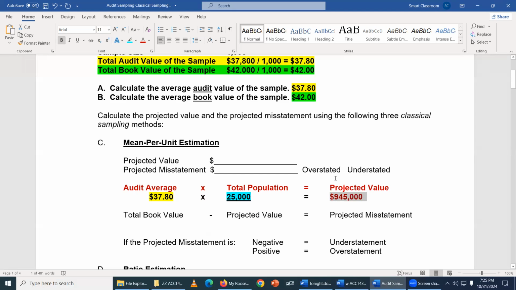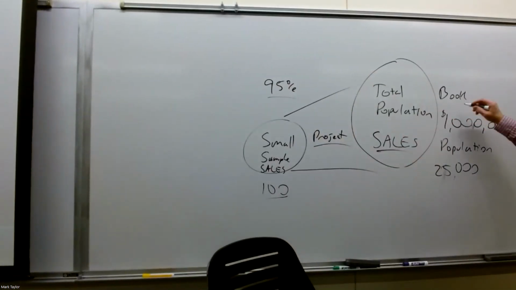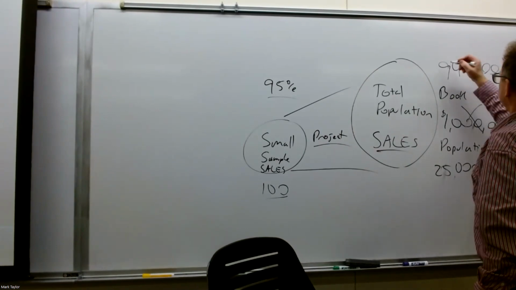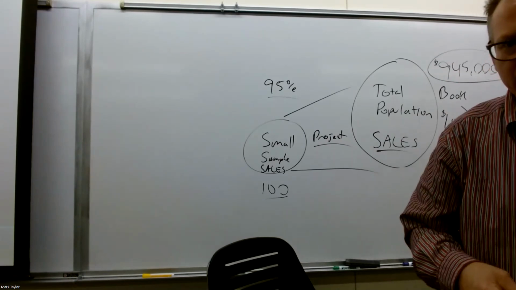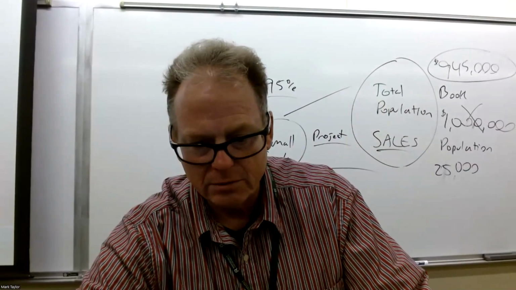So for the mean per unit, what we're saying is, okay, it's not worth the book value, it's 945,000. That's what our mean per unit is saying when we project it. So it's misstated according to our sample.